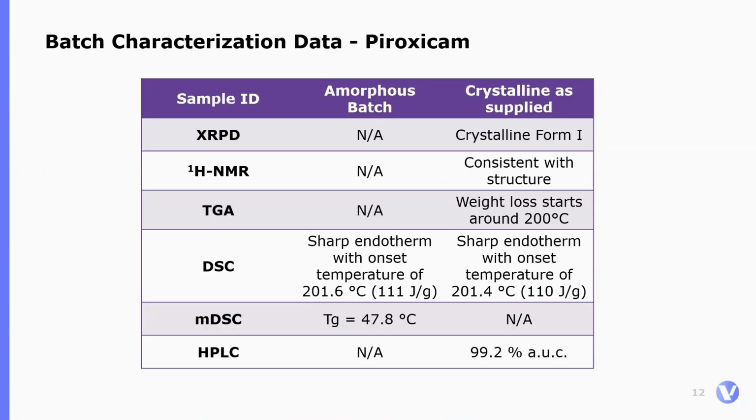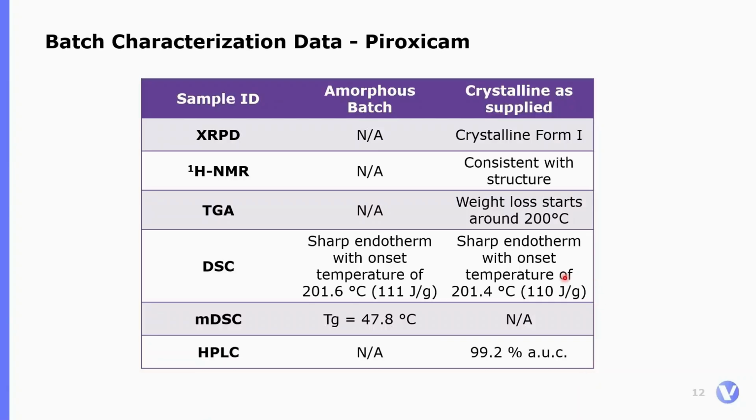When starting a project, we always begin with batch characterization to confirm material purity and establish a baseline for comparison. This characterization includes solid-state methods, such as XRPD, to assess crystallinity and polymorphic form, thermal analysis, and purity checks by HPLC and NMR. So for Piroxicam, we are working with a crystalline form 1, which has a high purity and a melting point of approximately 201.